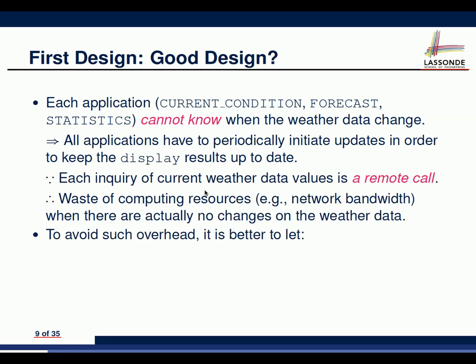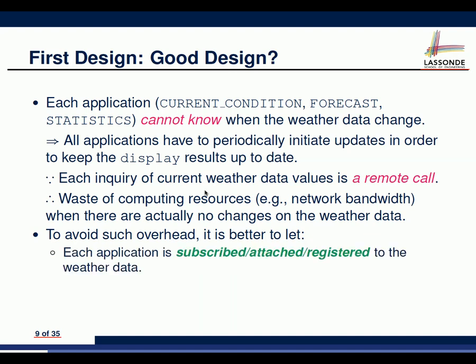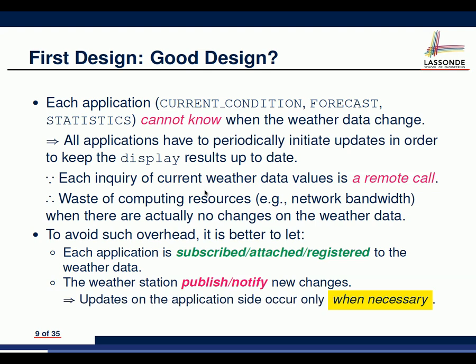Okay? So now, to really avoid such overhead about connecting to the server, it would be better to do the following. First of all, each application, like forecast, current conditions, and statistics, each one of them should be subscribed or attached or registered to the weather data, somehow. And every time the weather station has some updates on the weather data, it should publish or notify all the apps about such change. Only publish and notify when necessary, basically. Okay? And now, how do we see that? That's observer pattern. So now we are done with the first design. Let's see how we can improve this by introducing the observer pattern.